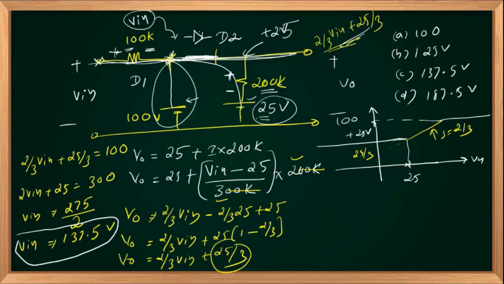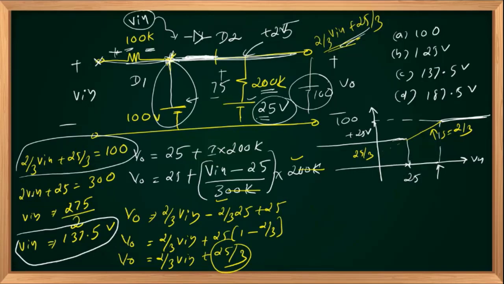Because this source is shunted with the output 100 volts. And the voltage across 200K will be now 75 volts in this polarity, so that the entire output is at 100 volts. 25 plus 75 is 100 volts. Our question was to identify the minimum value of V in such that both diodes turn on. The minimum value here is nothing but equating the anode voltage to 100, and that voltage we got as 137.5, and the third option was the right answer.